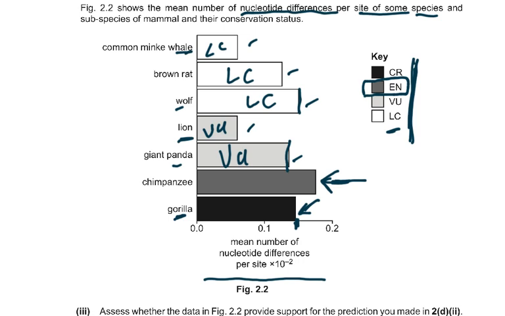But then, of course, we can also say the data is limited to only 7 species. We didn't have data for a large number of species. It's only 7: 1, 2, 3, 4, 5, 6, 7. So the data is limited to only 7 species. That is something you can write in nearly every answer in which they ask you whether the data supports the prediction.